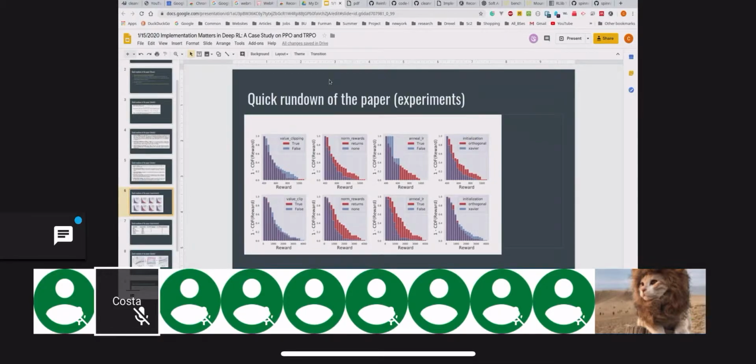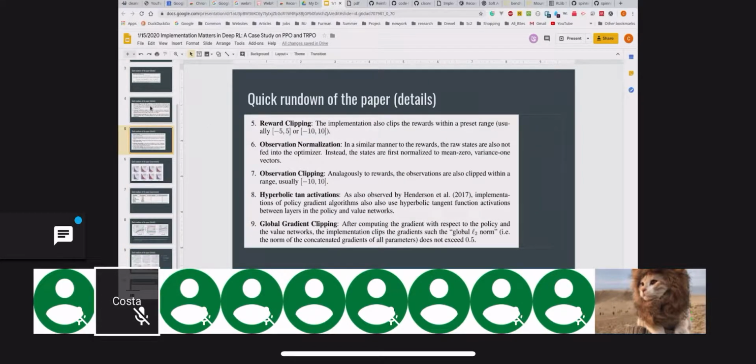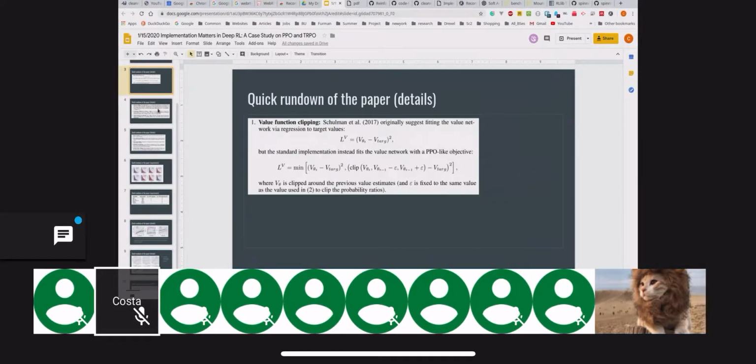I think you meant code level optimizations rather than the objective clipping. Yes, I think that's the main idea of the paper, that the code level optimizations actually matter. It's this sentence, right? It turns out that the code level optimizations alone by itself enforces a trust region without clipping the objective function. These eight techniques together. Yes, I think so.